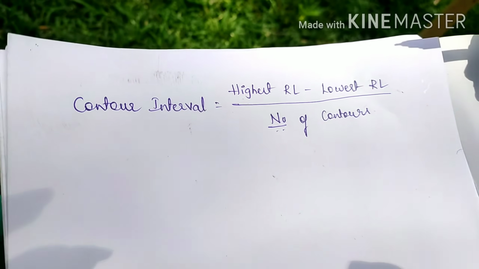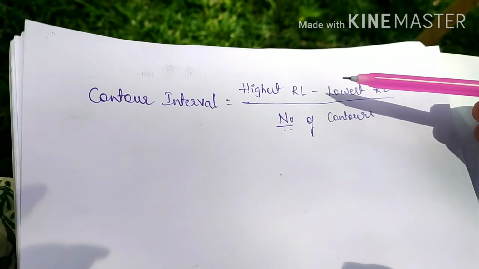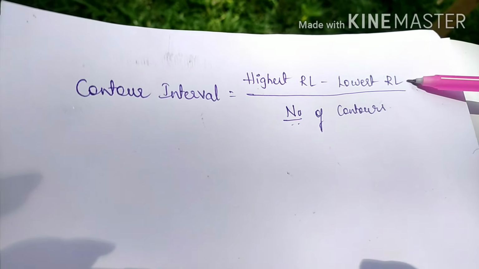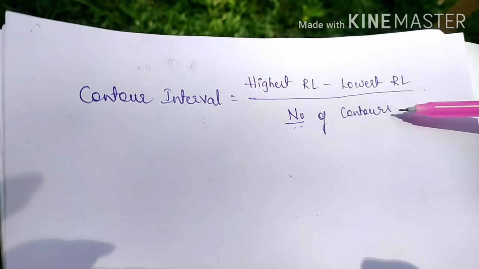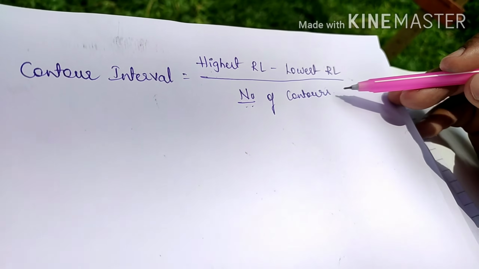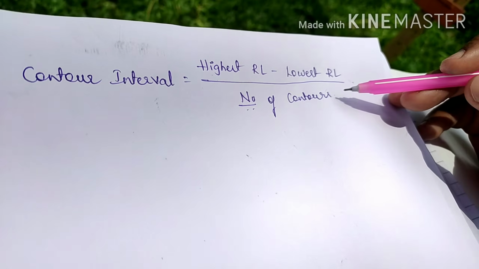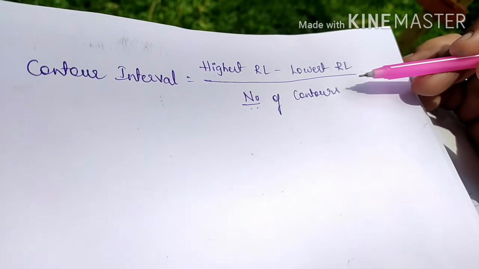Before going to the interpolation, first we have to calculate the contour interval. Here the contour interval equals highest RL minus lowest RL divided by number of contours, and the number of contours depends on the ground condition. If the ground condition is plain, we are going to consider fewer contours. If the ground condition is undulated, we are going to consider more contours.